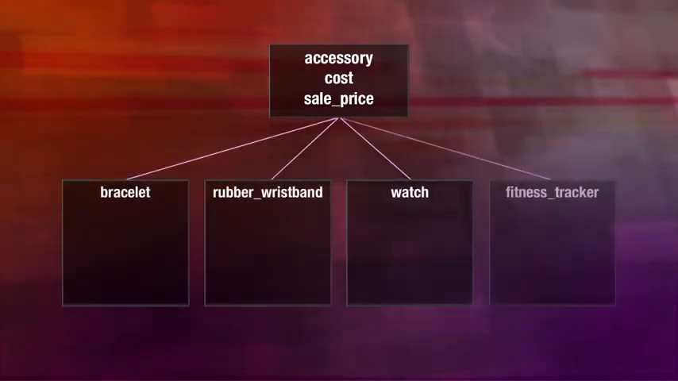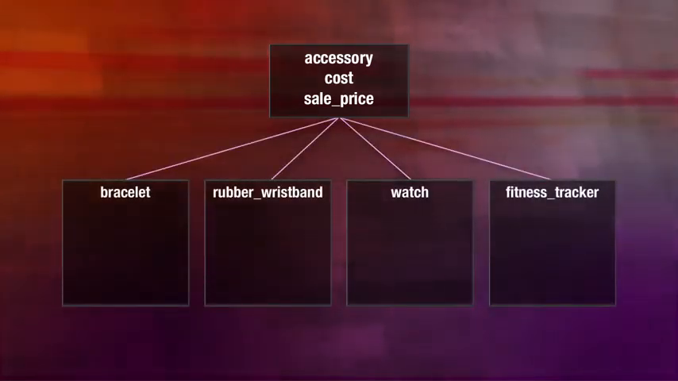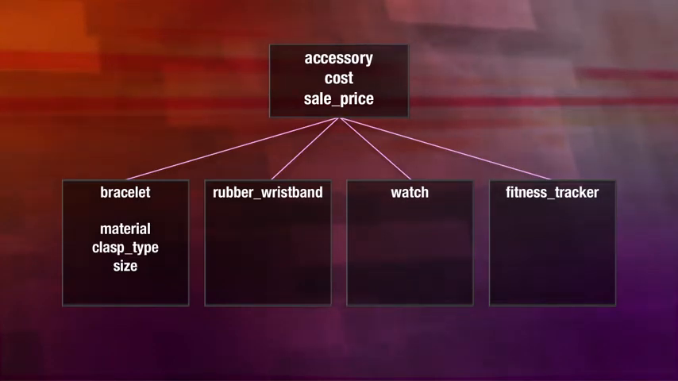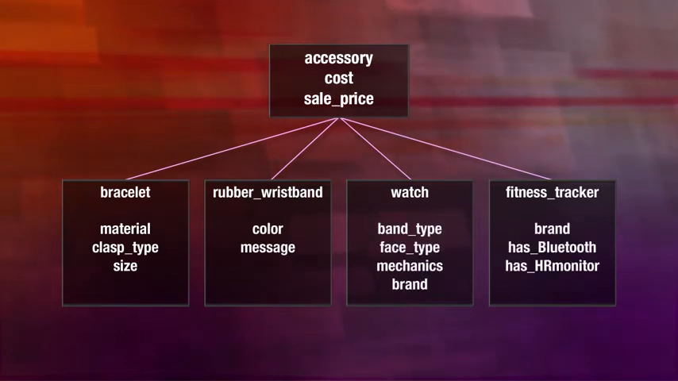Well, one option might be to have a base accessory class that includes a cost and a sale price. Then you could have subclasses for bracelet, watch, wristband, fitness tracker, and so on. The bracelet class might include a material, a clasp type, and a size. And the rubber wristband might include a color and a message, and so on. You could come up with lots of data and lots of ways to organize this, I'm sure.